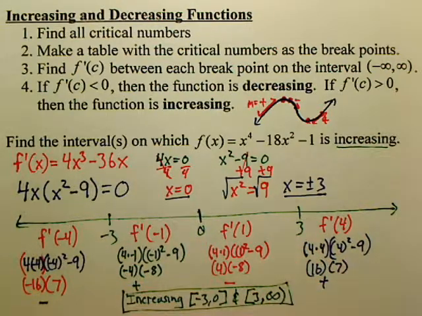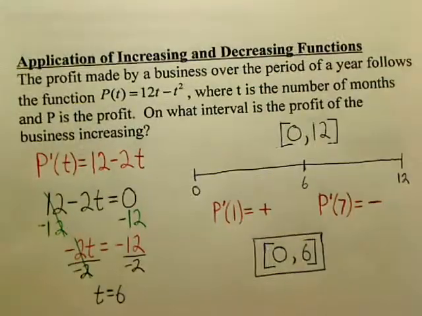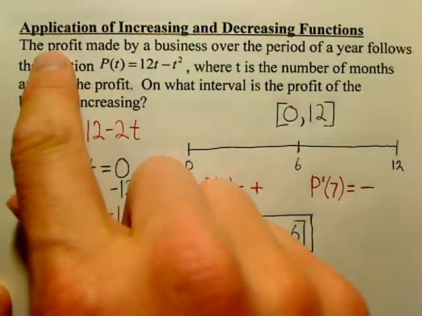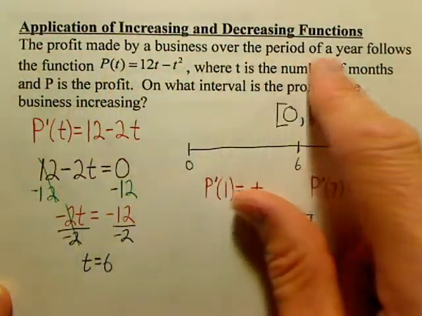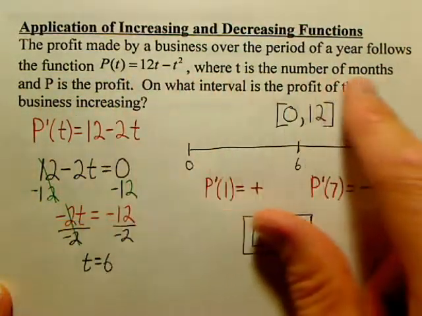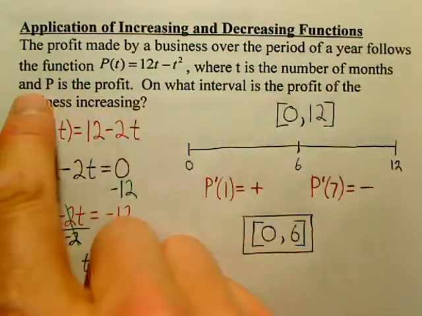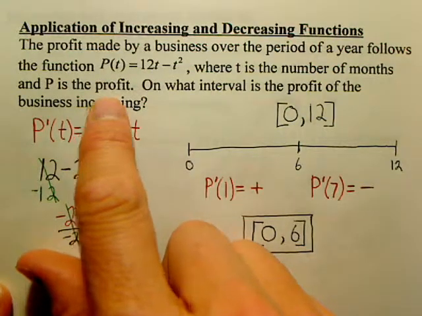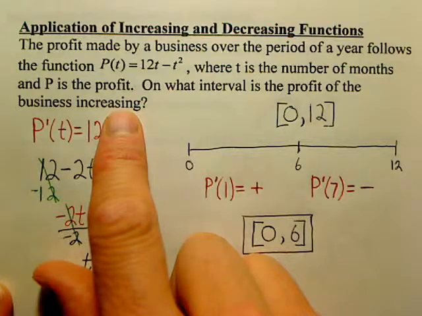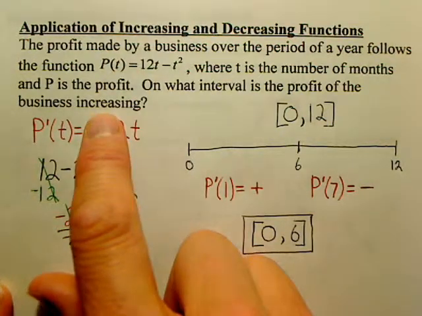There are other applications to increasing or decreasing. Here's one. Here's an application. Ready for this? Let's read it. The profit made by a business over a period of a year follows the function given, where t is the number of months and p is the profit. On what interval is the profit of the business increasing? So, if that's profit, I want to know where the profit is increasing.